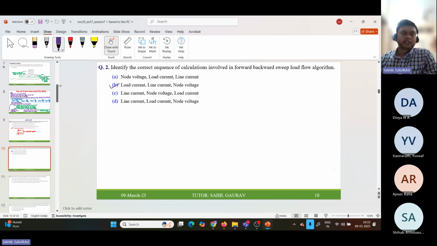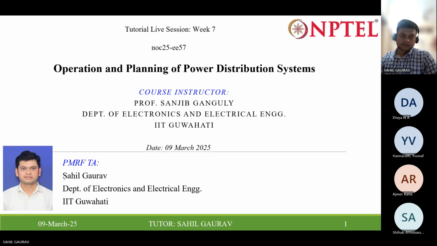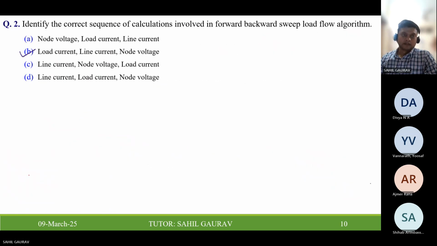Sir has shown one very good example in lecture number 19. Here you have the substation node, or slack node, or reference node, and then you have different load nodes. Sir has taken 6 nodes.